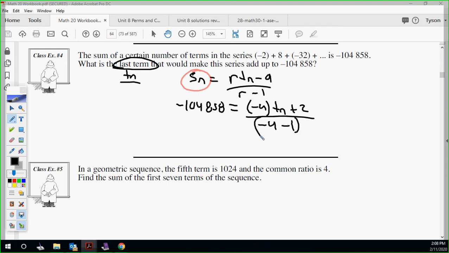I'll give you a second. Okay. What are you going to want to do to solve here first? Because now, remember, we're solving for t sub n, so don't lose track of what we're trying to get here. We're trying to isolate t sub n. So what do I want to do?